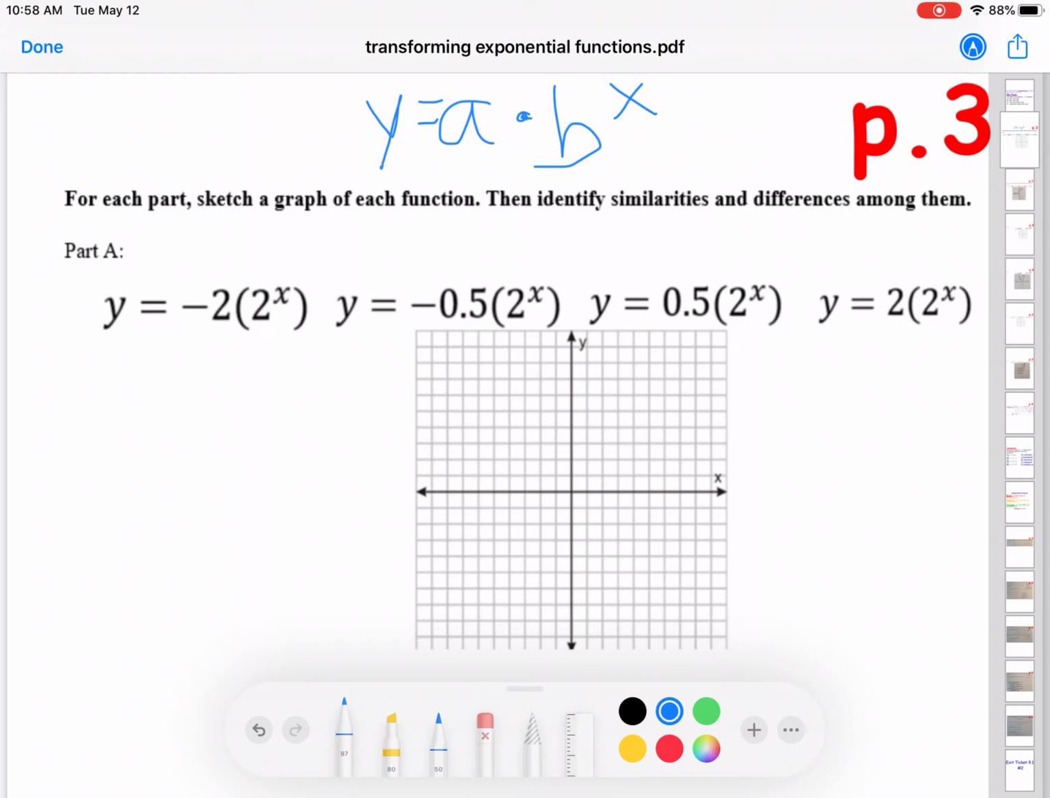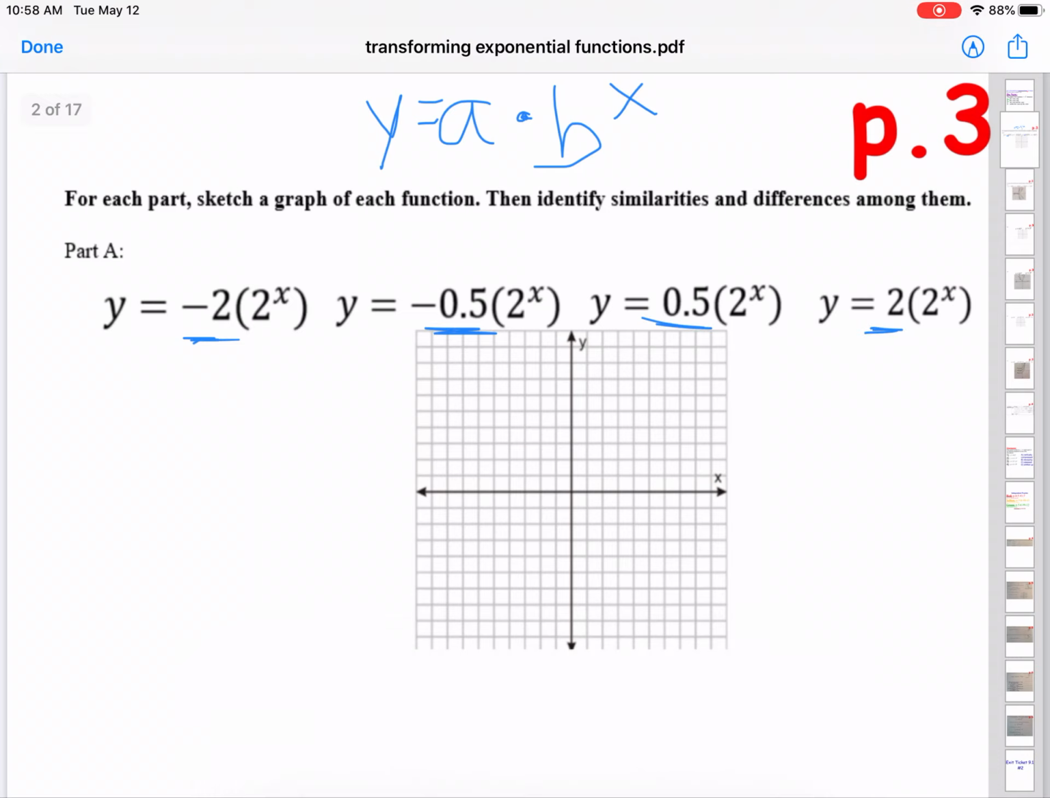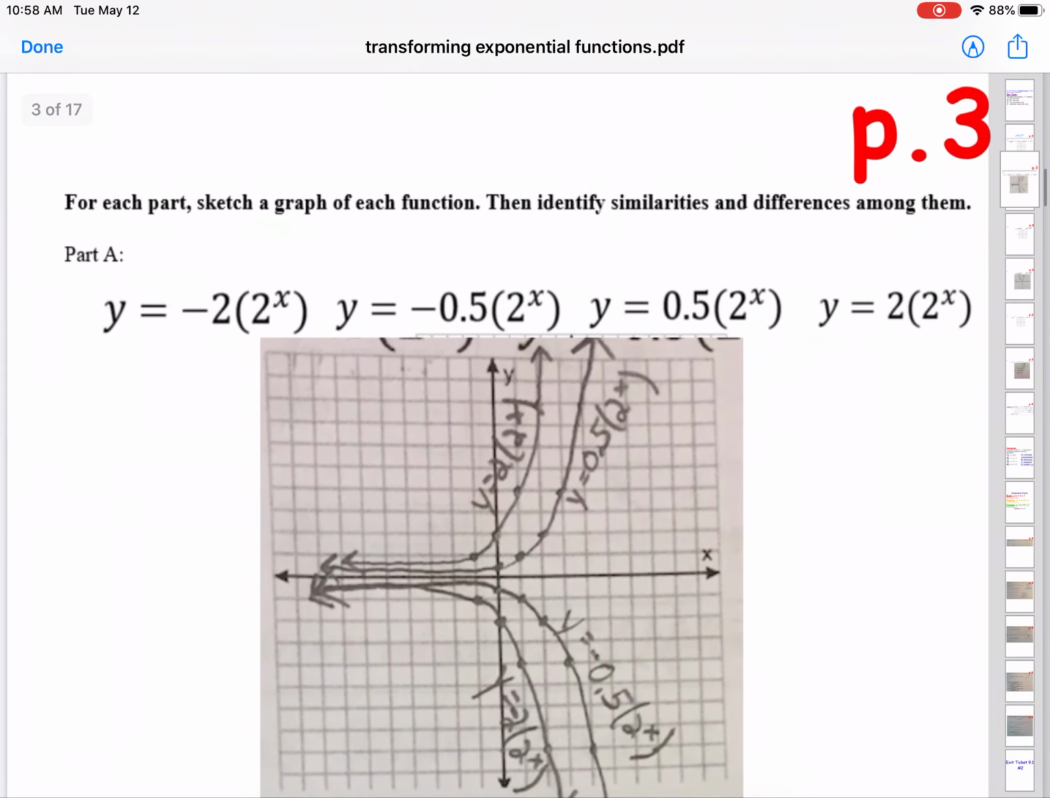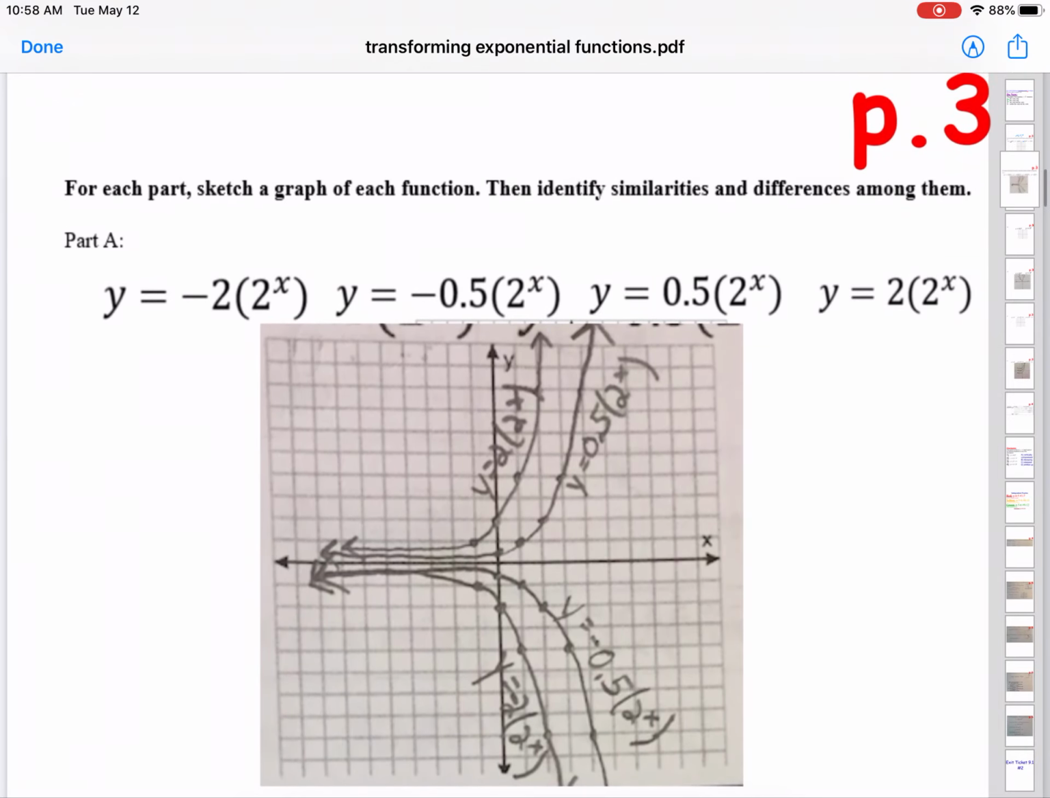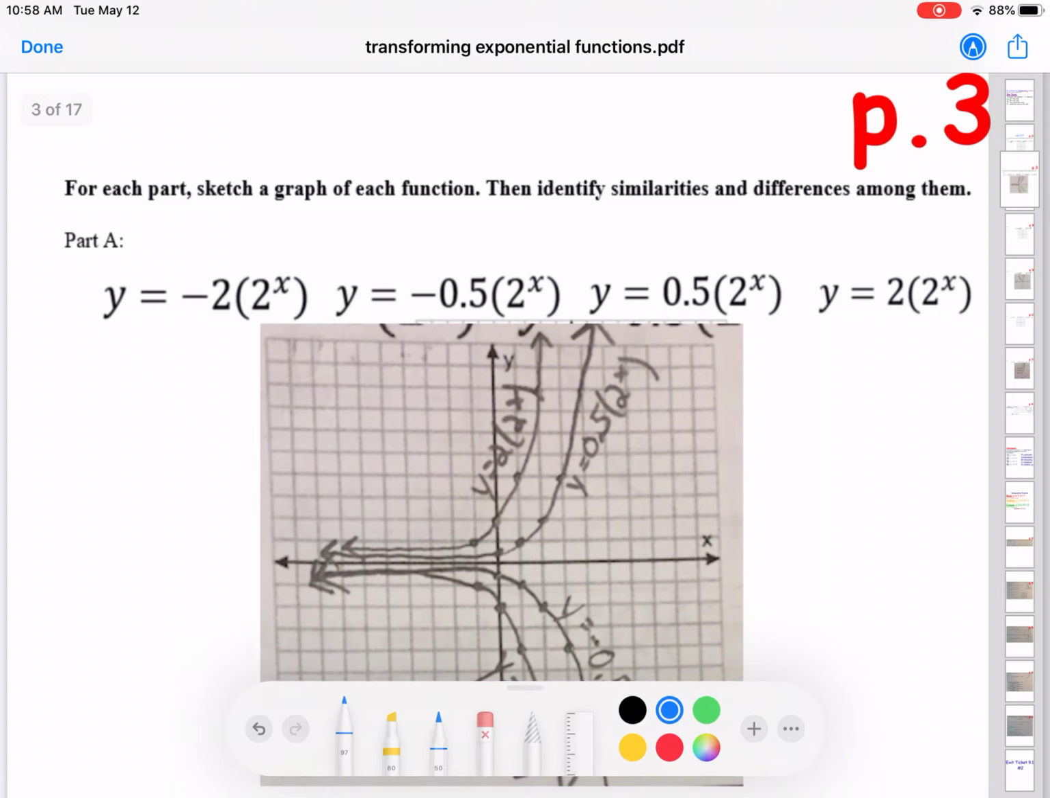So you'll notice in activity A here, I'm going to be changing the a value. Some of them are positive, some of them are negative. If you took the time to graph these, this is what the graphs would look like. Notice that I've already graphed all 4 down here, and I labeled which one is which. So just to summarize some of the things that we notice, what I notice first is that these last 2 functions here with the positive a value, those are these graphs up here above the x-axis, whereas these 2 over here with a negative a value, those are these 2 graphs down here below the x-axis.